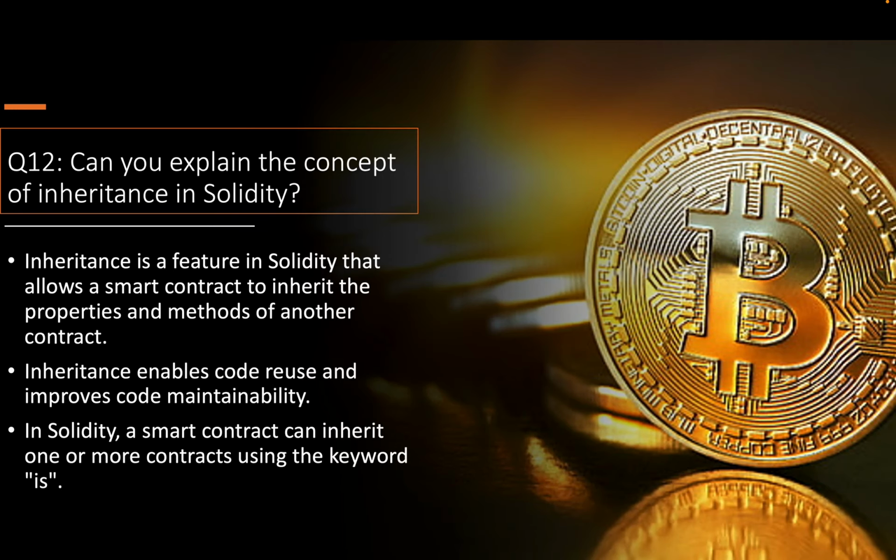Question number 12. Can you explain the concept of inheritance in Solidity? Inheritance is a feature in Solidity that allows a smart contract to inherit the properties and methods of another contract. Inheritance enables code reuse and improves code maintainability. In Solidity, a smart contract can inherit one or more contracts using the keyword is.